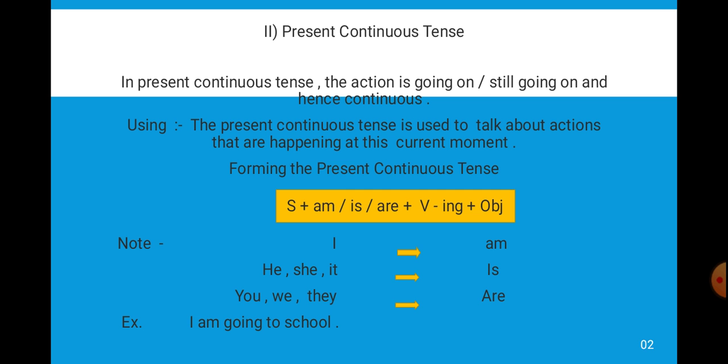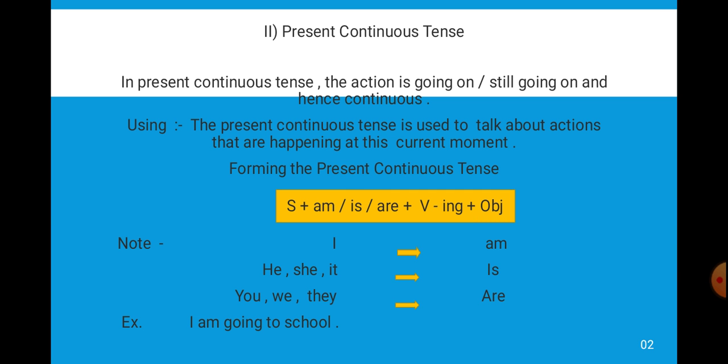Now, the second subtense of present tense is present continuous tense. In present continuous tense, the action is going on, still going on, and hence continues. The present continuous tense is used to talk about actions that are happening at this current moment. Forming the present continuous tense, the structure is subject plus am, is, are plus verb ing form plus object.